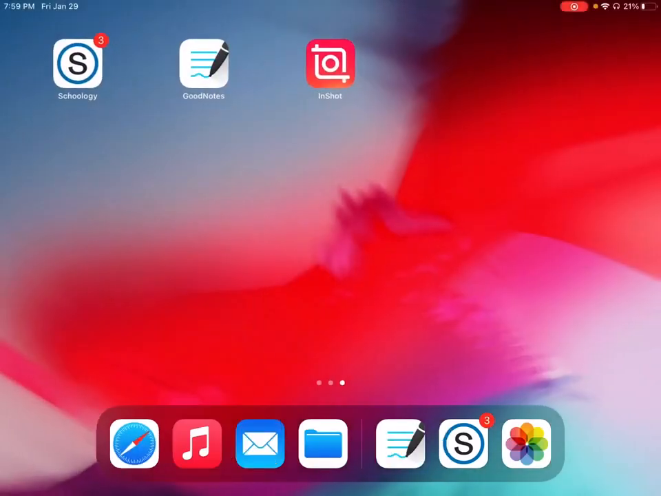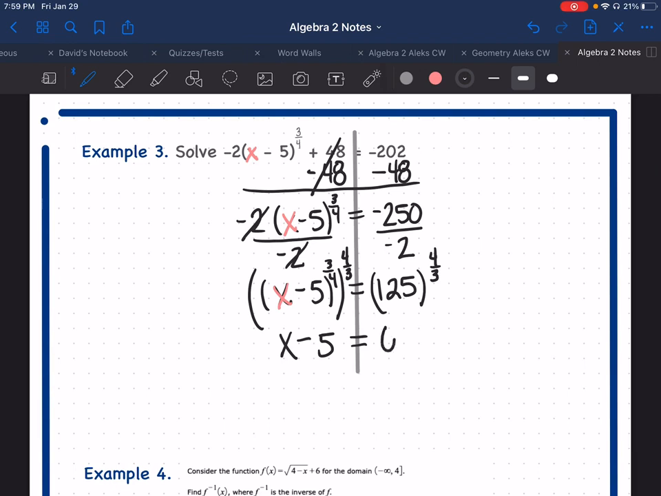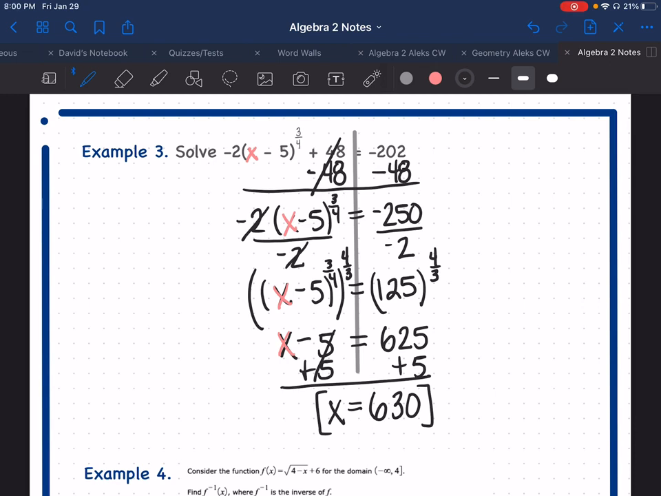625. Oh my goodness. 625. I'm going to add 5, because remember we want to isolate that x value. x equals 630. Wow. Now that concludes our portion of solving rational exponent problems today.